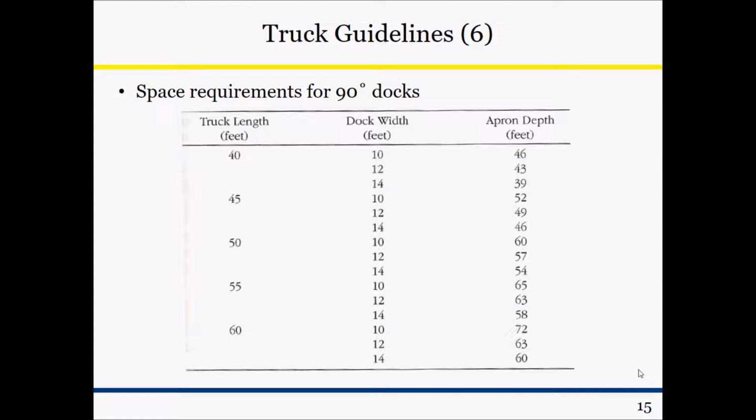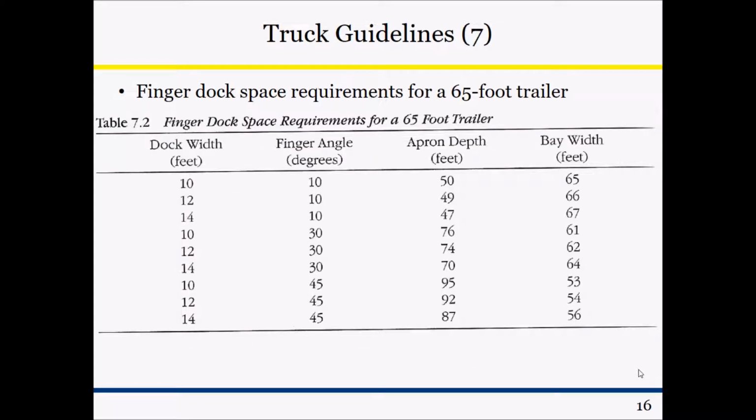If you have information about truck length, and you know the dock width, you can get the apron depth. So for example, in our problem we have a 60 feet trailer, and the dock width was 12, so your apron depth will be 63 based on this table.